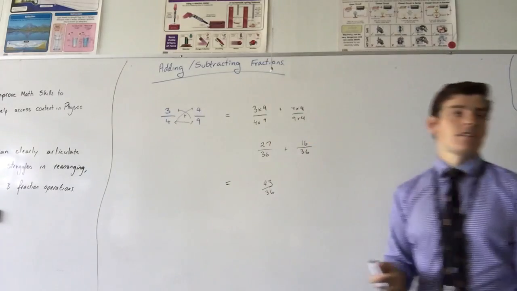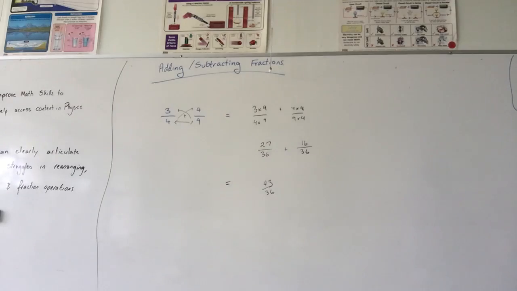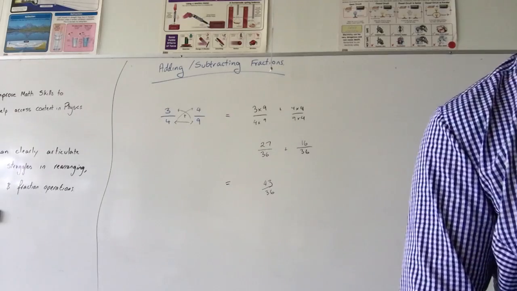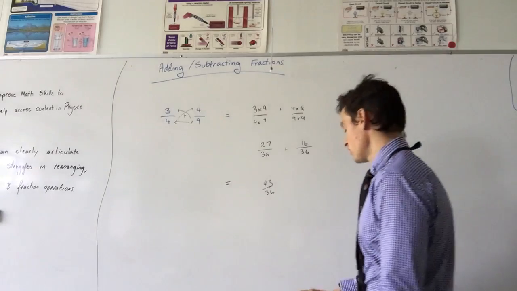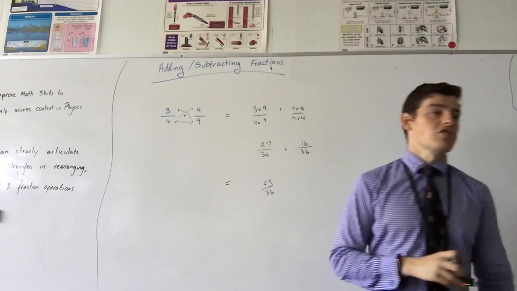Nice and simple. So the main thing you need to remember there is make the denominators the same, and then add across. Use a bit of common sense with that. Try and get an estimation of where we're at first.